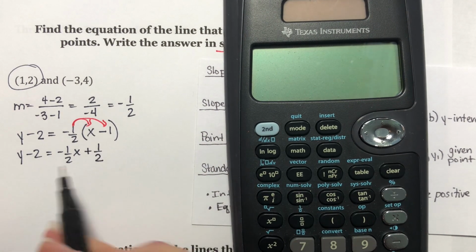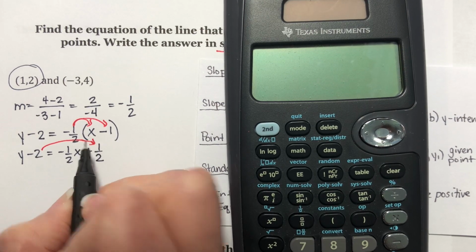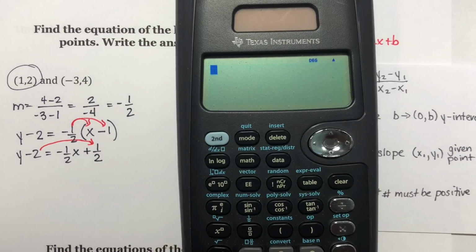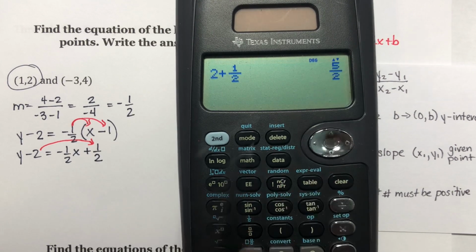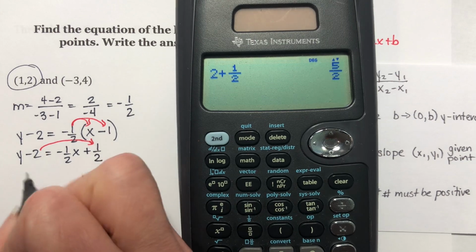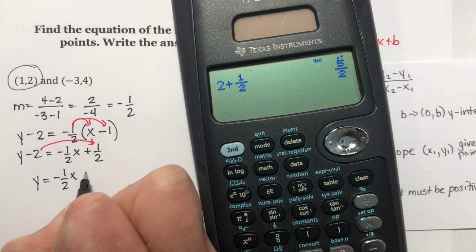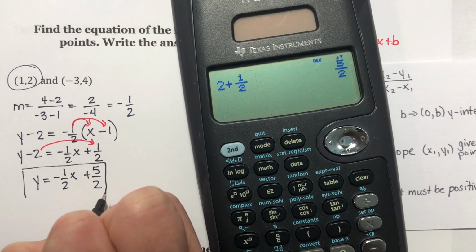Okay. Now I just need the y alone, so I'm going to add 2 to both sides. And here, if I take 2 and then I add 1/2, it gives our answer as 5/2. So this is y equals negative 1/2 x plus 5/2. That should be your answer.